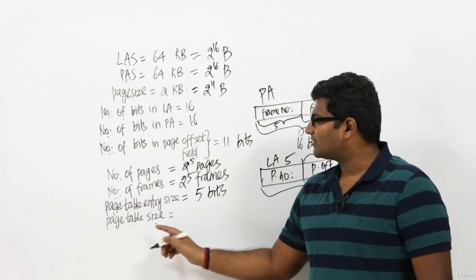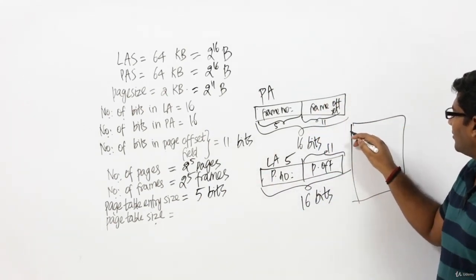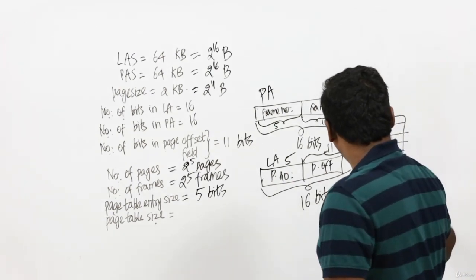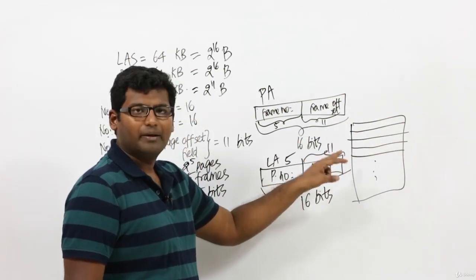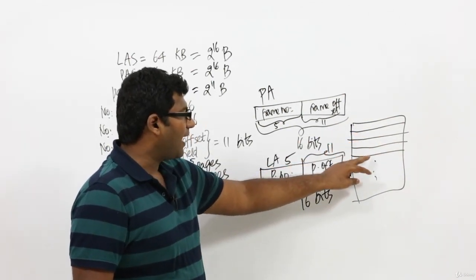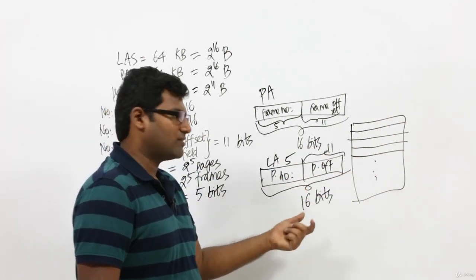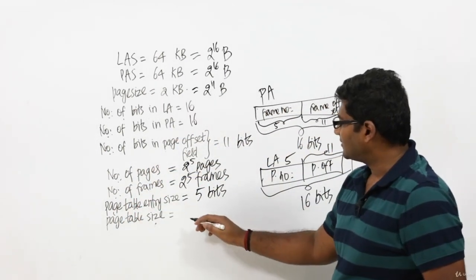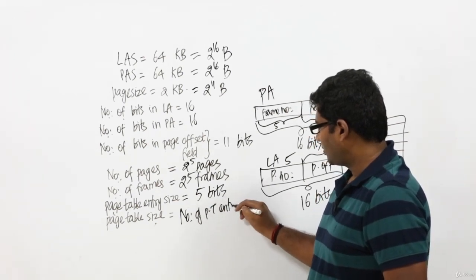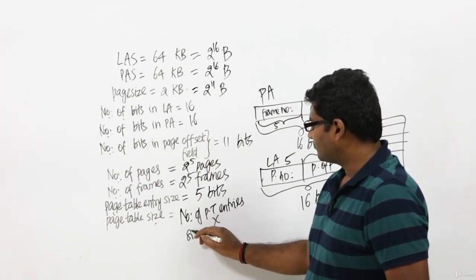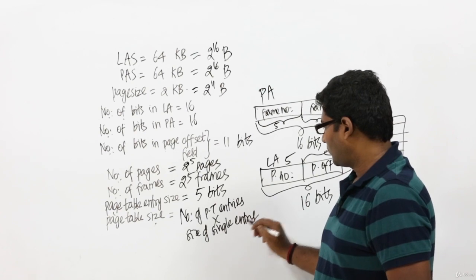Now what about the page table size? We have a page table, and our page table will have a lot of entries. Now what is the size of this table? That really depends on the number of entries we have into the size of a single entry. So page table size is nothing but the number of page table entries into the size of a single entry.